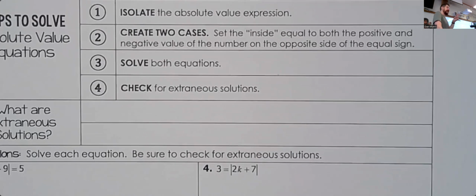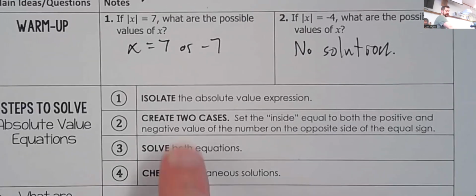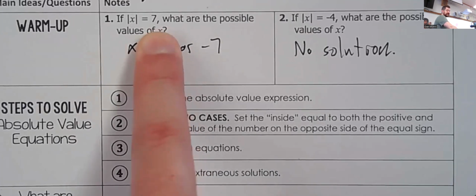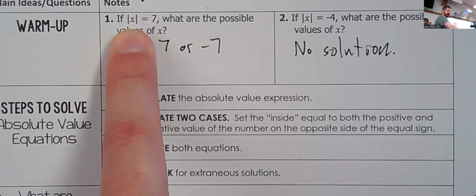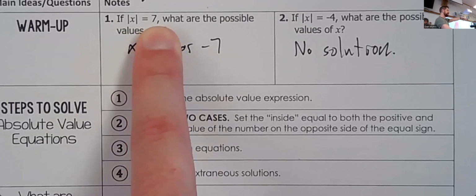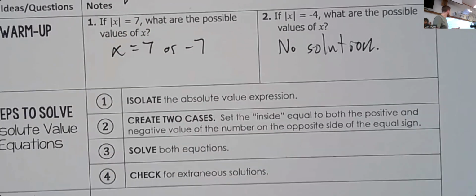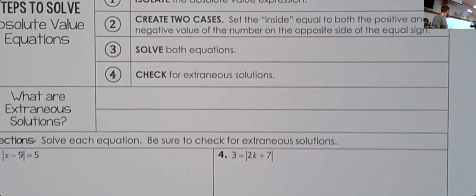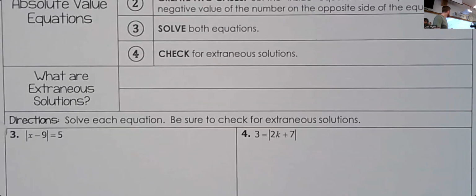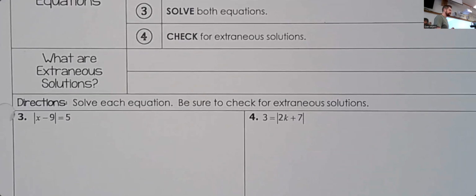Then you're going to create two cases, because as long as the answer to the absolute value is a positive number, that means the stuff inside the absolute value could be either the positive or negative version of this number here. Because that's how absolute value works. It could be on the positive side or the negative side of 0 in order to get to the answer. Then you're going to solve both equations. And then it says to check for extraneous solutions.